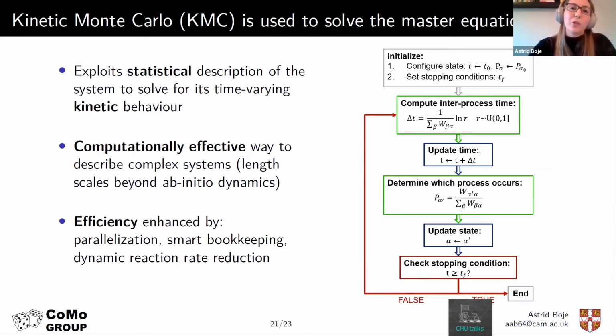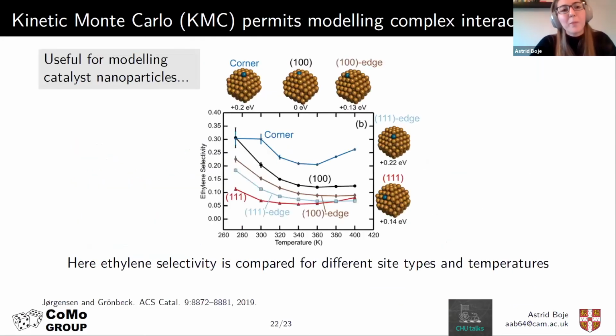We still want to look at what happens on the surface per site. We can do this with Monte Carlo. And in particular, this is really useful for nanoparticles because it's been shown that for nanoparticles, the different sites have very different activities. So for example, shown here for ethylene selectivity, we can see that corner sites have much higher ethylene selectivity than, for example, this 111 red face. So that can be really important for looking at how kinetics evolve on the surface over time.